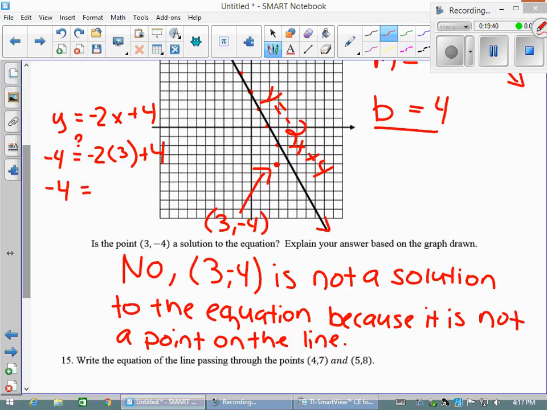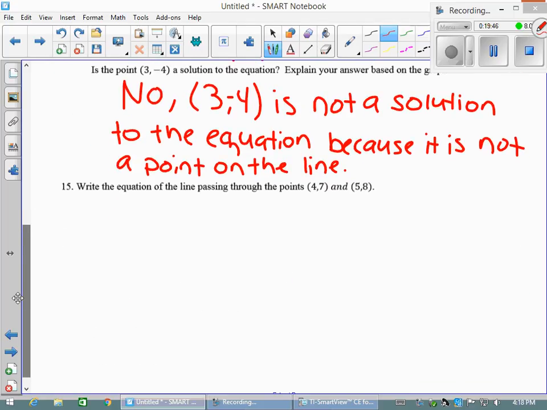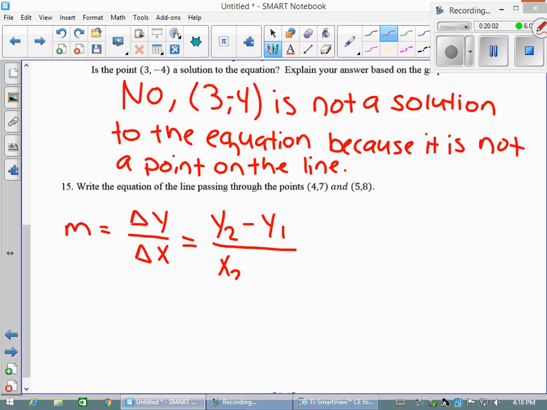For number 15, they want us to write an equation of a line that passes through the points (4, 7) and (5, 8). So again, our slope formula is our change of y over our change of x. You could also write it as y2 minus y1 over x2 minus x1. If we take our first y point, which is 8, minus 7, and divide that by our x value. So we picked 8 first, so we need to pick the x value associated with our 8, which is our 5, minus our 4. And we would get our slope of 1 over 1, which is just equal to 1.